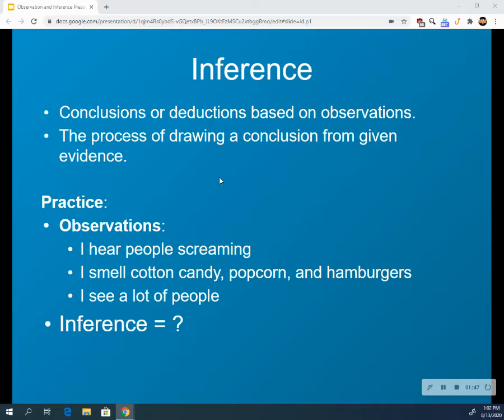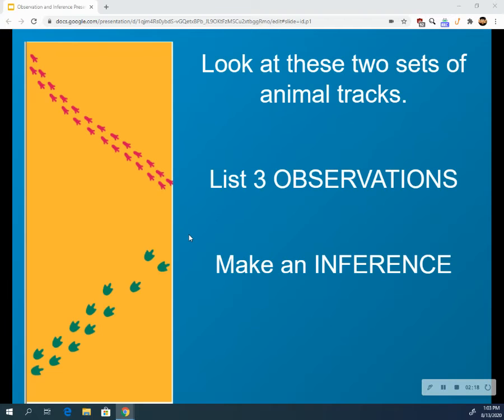So for instance, observations: you hear people screaming, you smell cotton candy, popcorn, and hamburgers, you see a lot of people. What would you infer based on those three things? So people are screaming, there's popcorn, there's lots of food, and there's lots of people. It could be a baseball game. It could be, well, a fire at a circus. It could be any of these things. Based on this little information, that's what you hear. That's what you think it is.